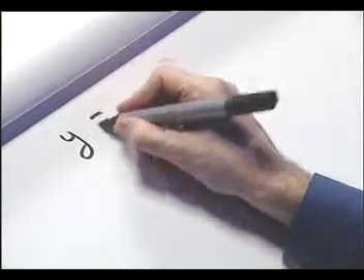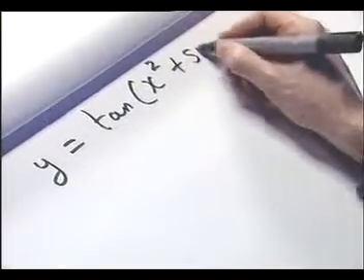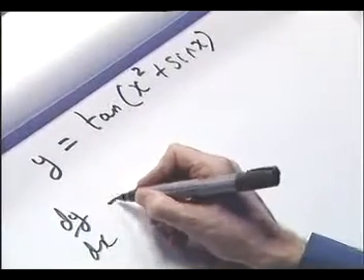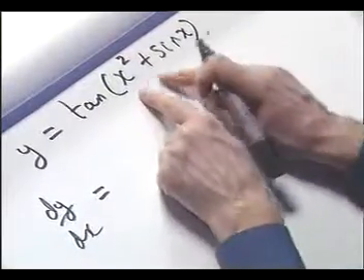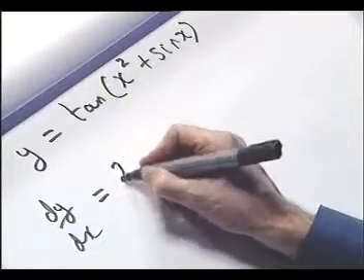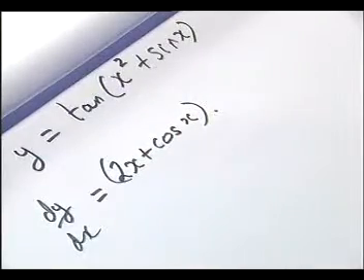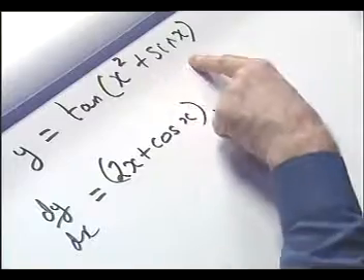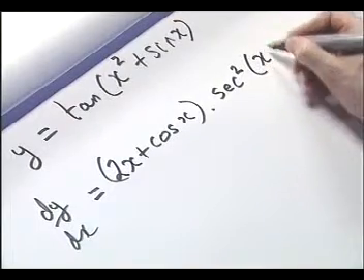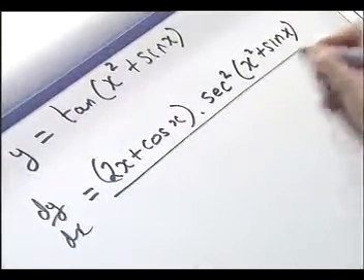We take y equals the tan of x squared plus sine x. dy by dx is equal to, identify the g of x, that's this lump here, the x squared plus sine x, differentiate it, 2x plus cos x, and now the derivative of tan, as though it were tan of u, well, that will be sec squared. But instead of the u, we want u is g of x, which is x squared plus sine x.